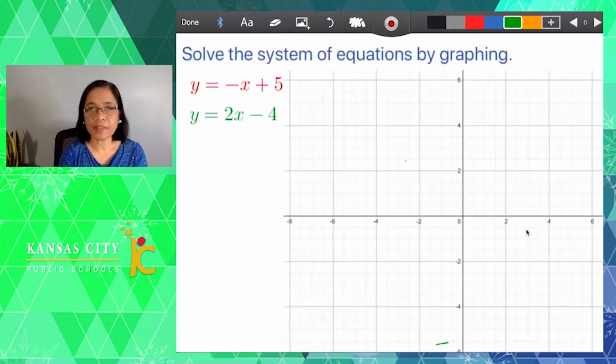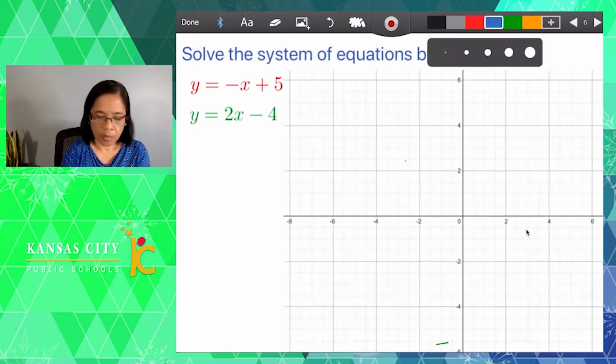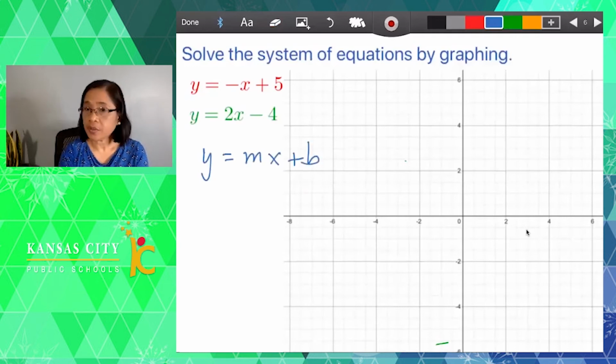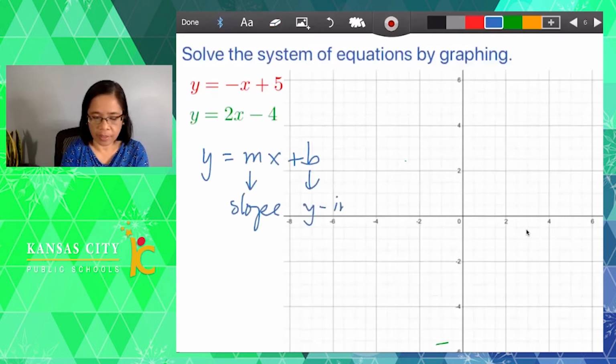Let's have our first example. Solve the system of equations by graphing. This method is very convenient if the two linear equations are expressed in the form y equals mx plus b. It's easy to graph if you know the slope m and the y-intercept b. That's the slope and this is the y-intercept. So let's find these values and use them to graph.